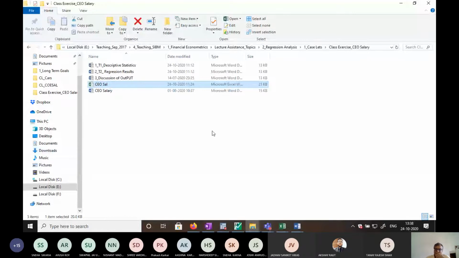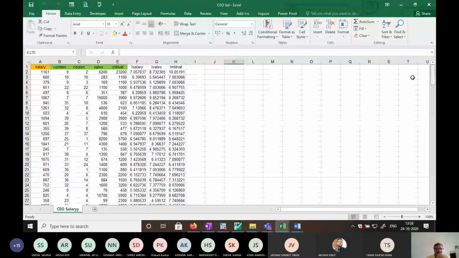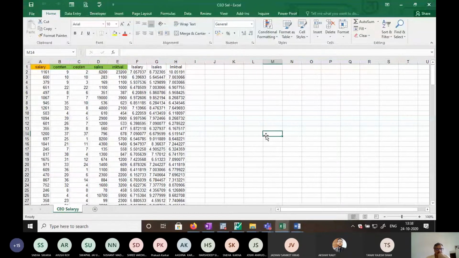So this is the data which we have for CEO salary. You can, for timing, ignore these 3. These are the log values of the same thing. So all salaries are in thousands. So $1,000 have been kept aside. So only the $1,000 state values are given to you in the form of salary.